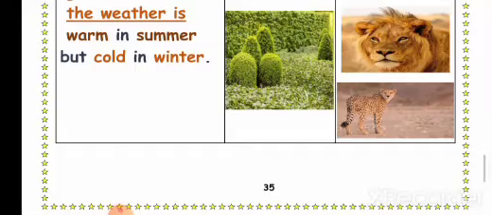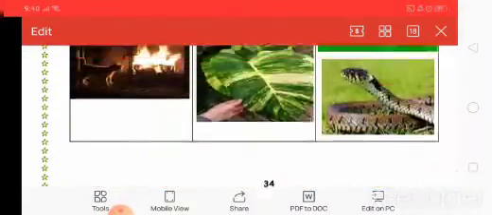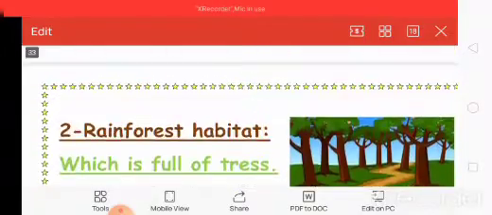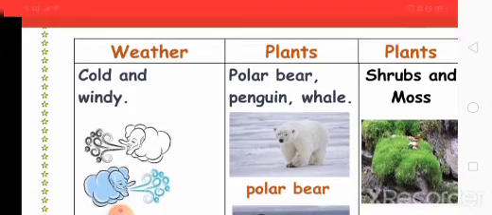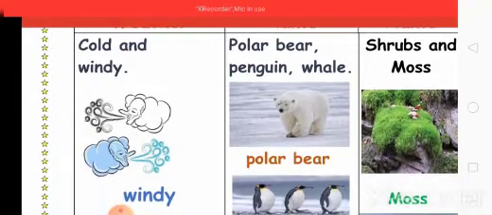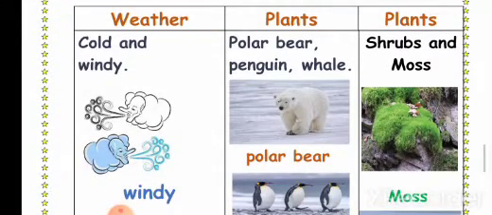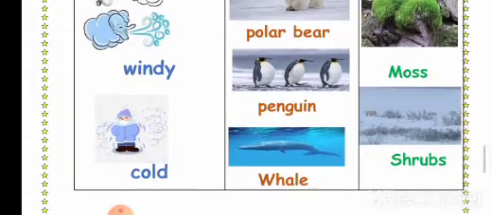Okay, junior 3. So let's make a quick revision. Habitat number 1 is called polar habitat. The weather is cold and windy. The animals that are found in the polar habitat are polar bear, penguin, and whale. The plants that are found in the polar habitat are shrubs and moss. Number 2 is called rainforest habitat.